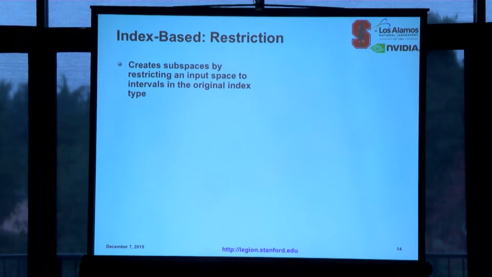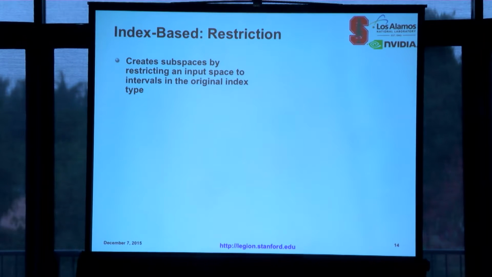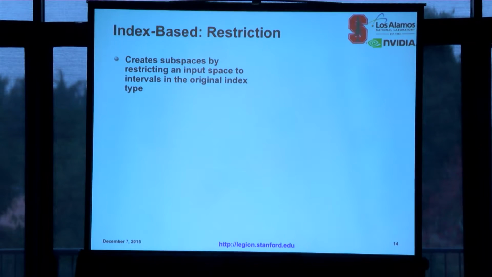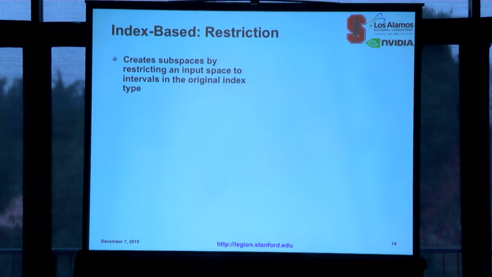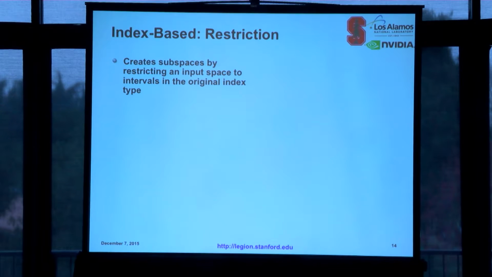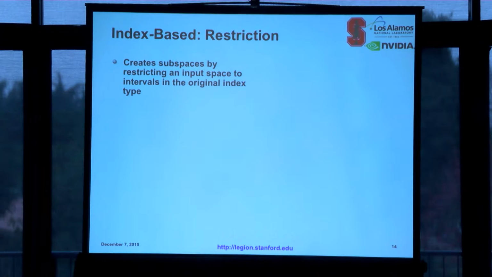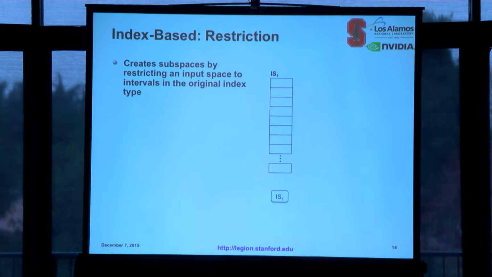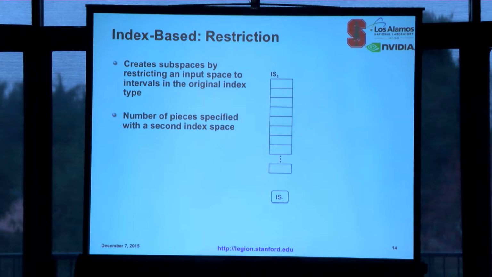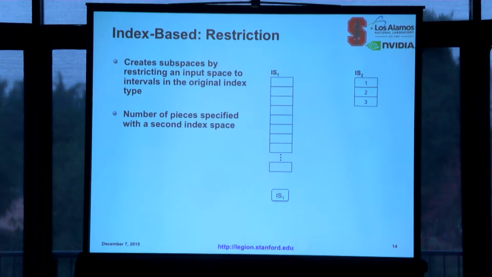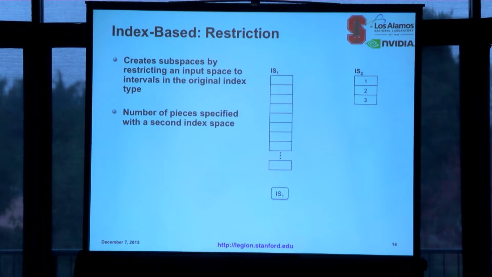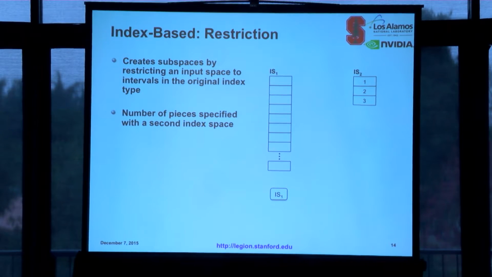Okay, so the first way that you can compute a dependent partition of something is to make restrictions of an existing one based on the indices themselves. So the idea here is we want to restrict an input space to intervals in the original type. And this is sort of hard to describe in words, so let me just do it in pictures. So let's say I've got an index space here. Again, I'm going to have the number of pieces defined by a second index space. But now, instead of it being contiguous chunks or weighted chunks, I'm going to name intervals, and I'm going to do it in the standard way you might expect.